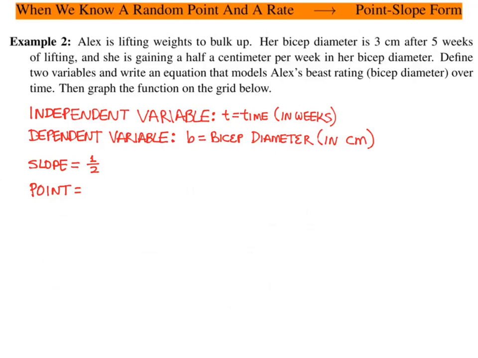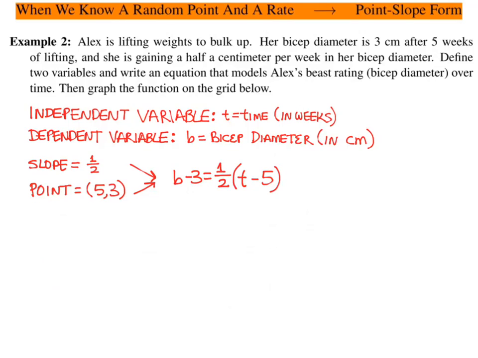And here, though, it does tell you the diameter is 3 centimeters after 5 weeks. So since the time is the independent variable, that'll go first, so 5, 3. Now, with a slope and with a point, we can change those into point-slope form. B minus 3 equals 1/2 times T minus 5.